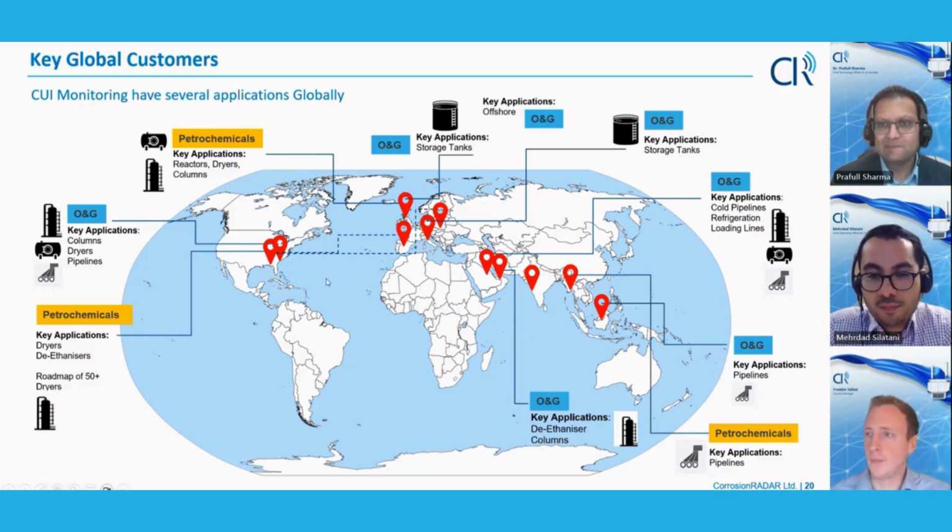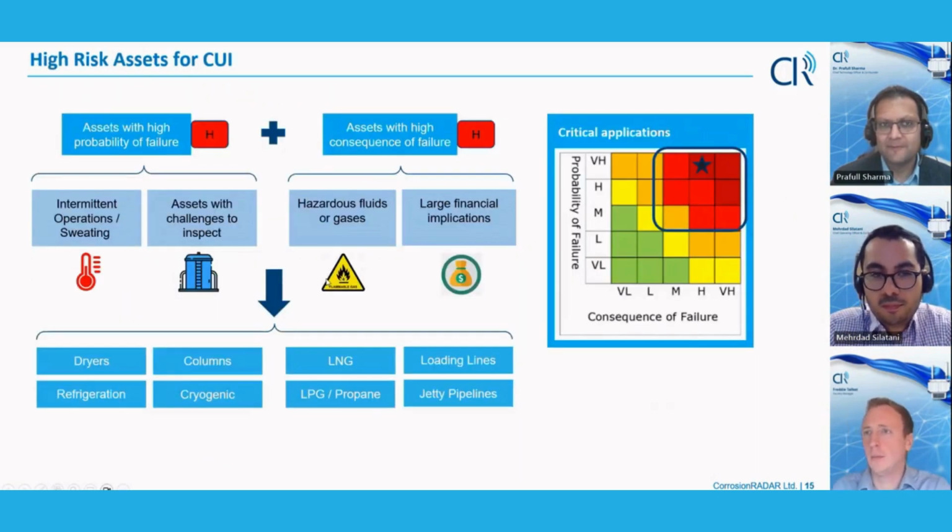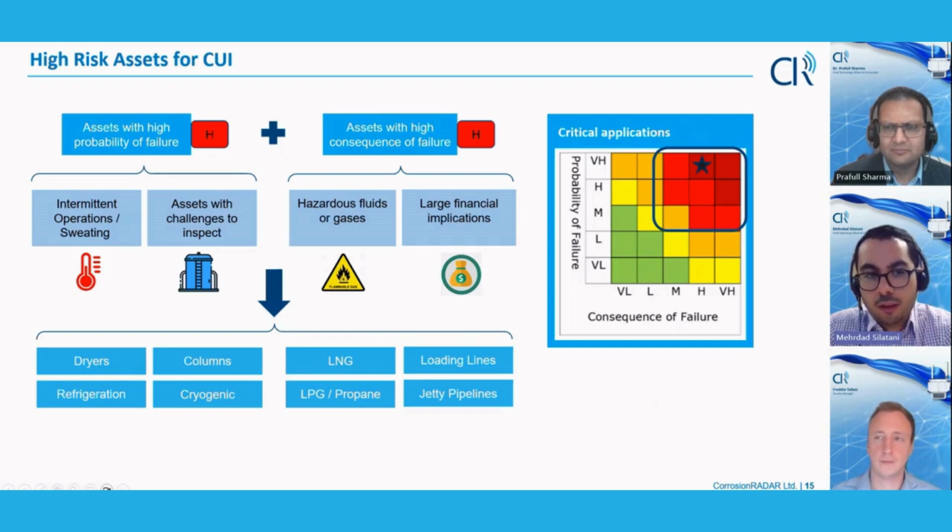Thanks, Mehrdad. And moving across to this final slide, high-risk assets for CUI. Mehrdad, do you want to just start off talking us through this slide and how we would select the assets for applying our technology? Yes. So this is a very good summary. You can look at the asset selection based on two dimensions. Either you focus on high probability of failure assets, where you will look at your intermittent operations and sweating assets, that fit into that CUI range.